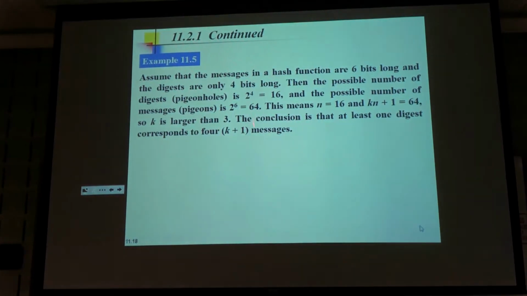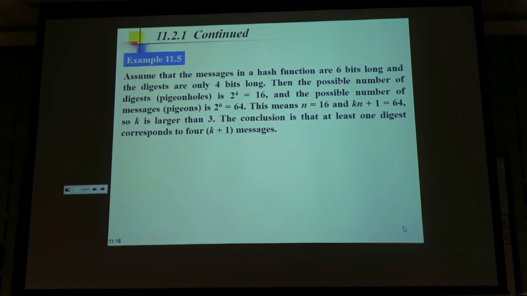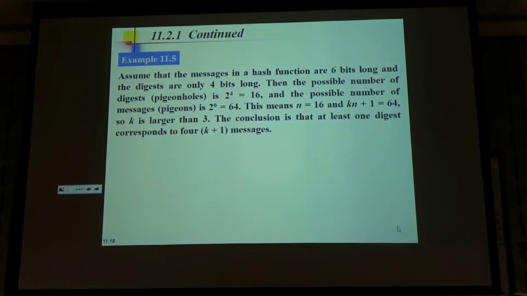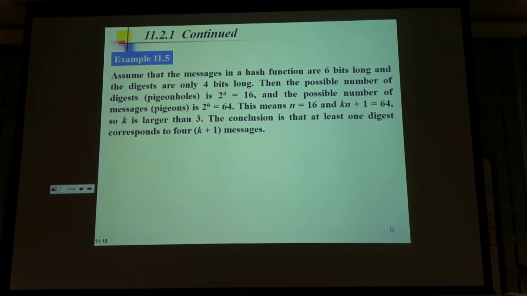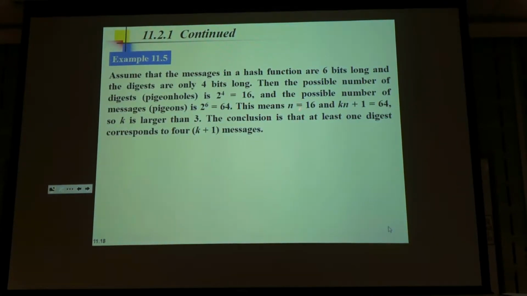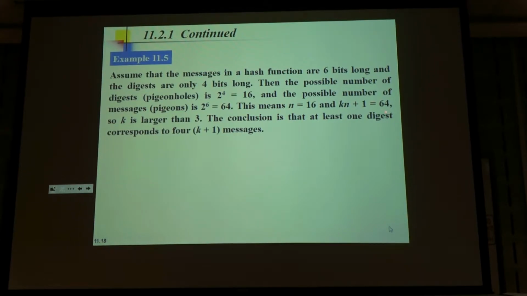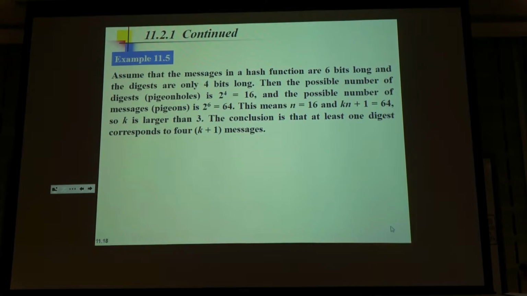So the digest is 4 bits long. The possible number of digests is 2 to the power 4, which is 16, and the possible number of messages is 64. That means n, the number of holes, is 16, and kn plus 1 is 64. So k is larger than 3. The conclusion is that at least one digest corresponds to 4 or more messages. Make sense? Alright.